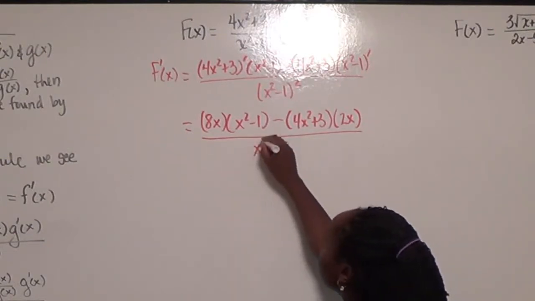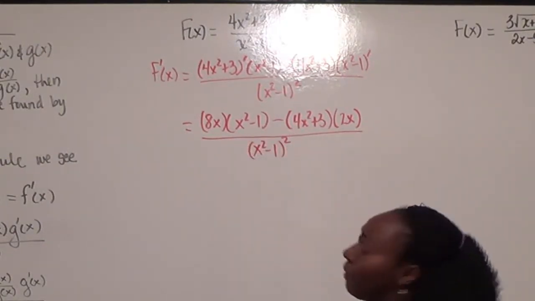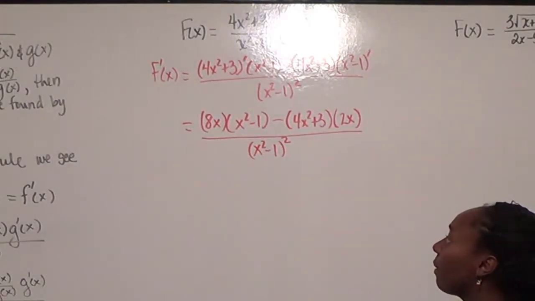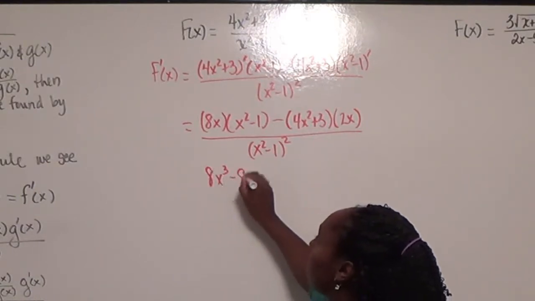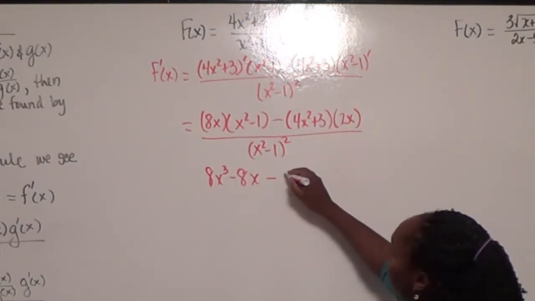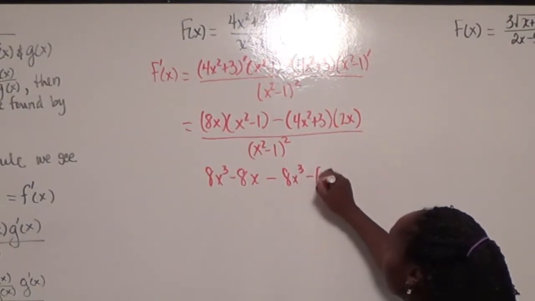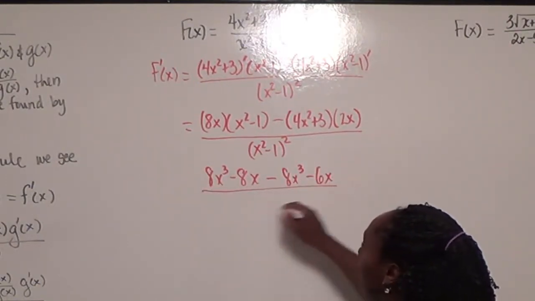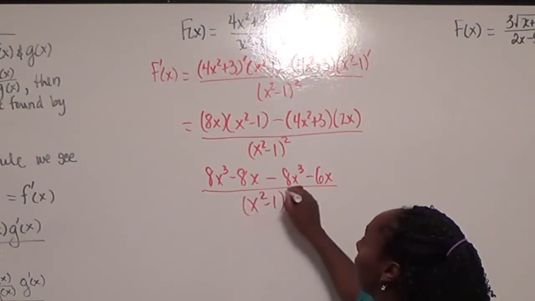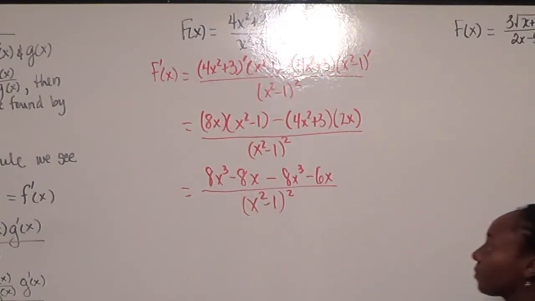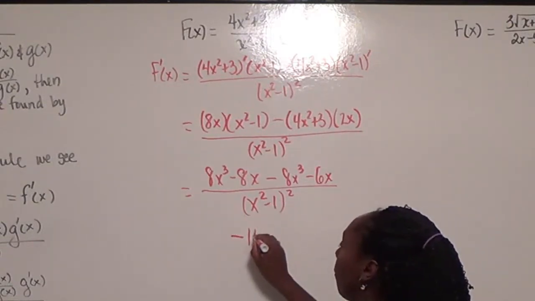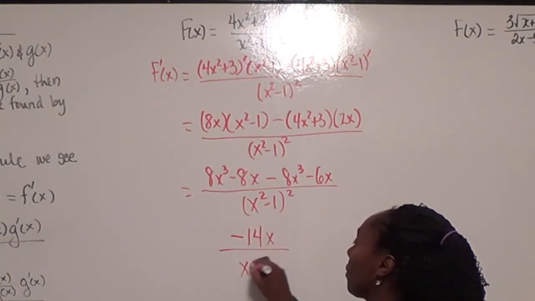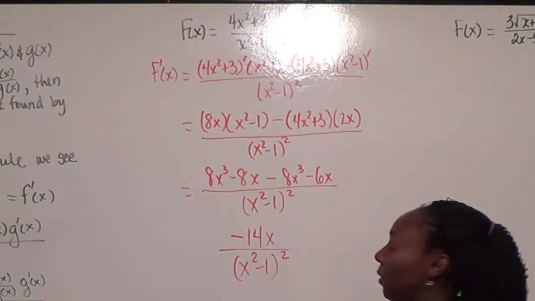From there, I can now simplify the numerator. In the numerator, I can multiply out. We'll get an 8x cubed minus an 8x, over here minus an 8x cubed minus a 6x. Don't forget to distribute your signs. Then we can simplify. Notice the 8x cubes go away. We're left with a negative 14x over x squared minus 1 squared.